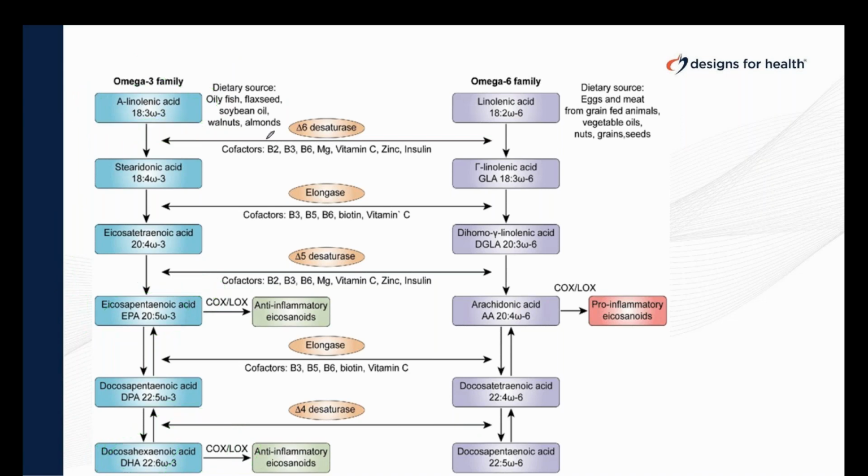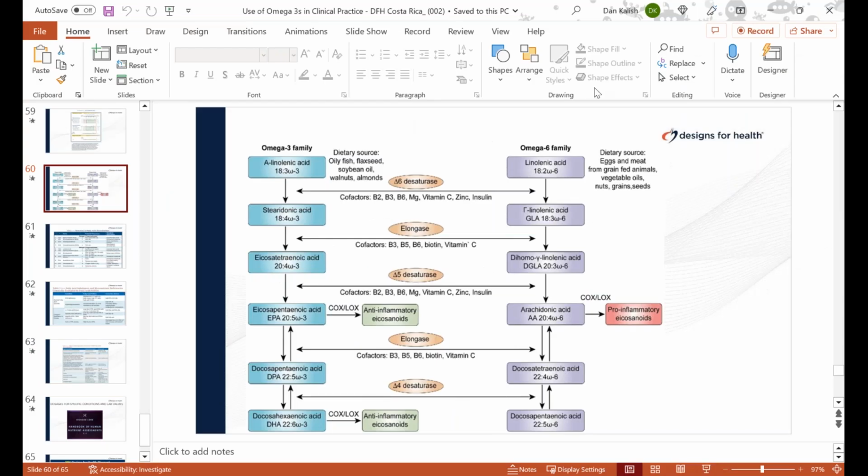And for those of you wondering, when I said there are all these cofactors, here they are listed out. In order to convert ALA down, you need B2, B3, B6, magnesium, vitamin C, zinc, and insulin. So if your insulin is not balanced out, these fatty acids are going to have a problem. And the converse is true too. If you take the omega-3s, it improves insulin sensitivity. So sometimes it's a micronutrient problem, but this patient's a great example of why the testing is helpful.